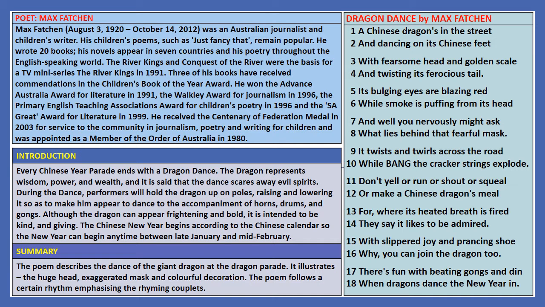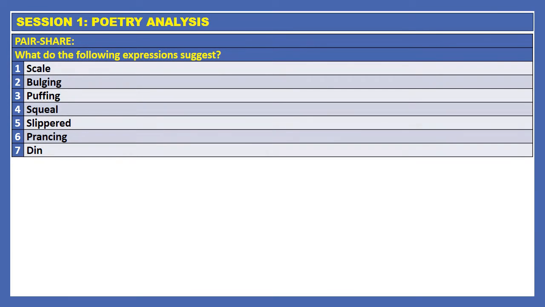Let's start by knowing the poet and the background of the poem. Read the poem that describes the dance of the giant dragon at the dragon parade. It illustrates the huge head, exaggerated mask, and colorful decoration. Session 1 deals with poetry analysis.